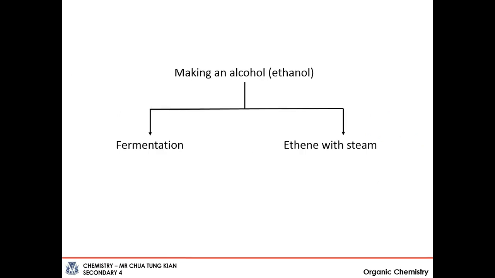So how do we get alcohol in the first place? There are two ways to get alcohol: fermentation and steam addition to alkenes. Recall this was from the earlier topic of alkenes. When you add steam to an alkene, you get the alcohol. In this case, let's make ethanol. So how do we make ethanol? From fermentation and from steam addition. Let's start with fermentation first.